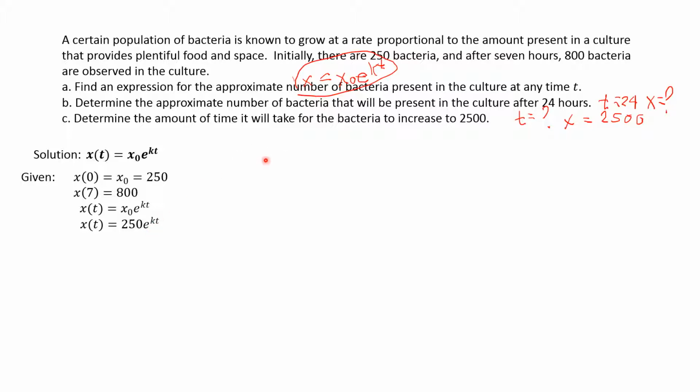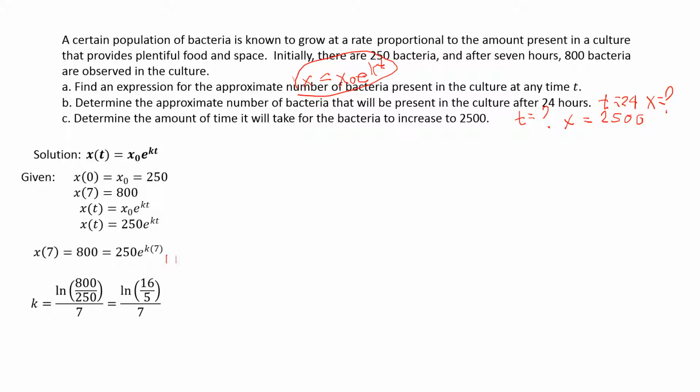The condition given is that there are 800 bacteria after 7 hours. So here we can use this: 800 is 250 e to the 7K. Here we can solve for K. Now solving for K, you get the ln of both sides.